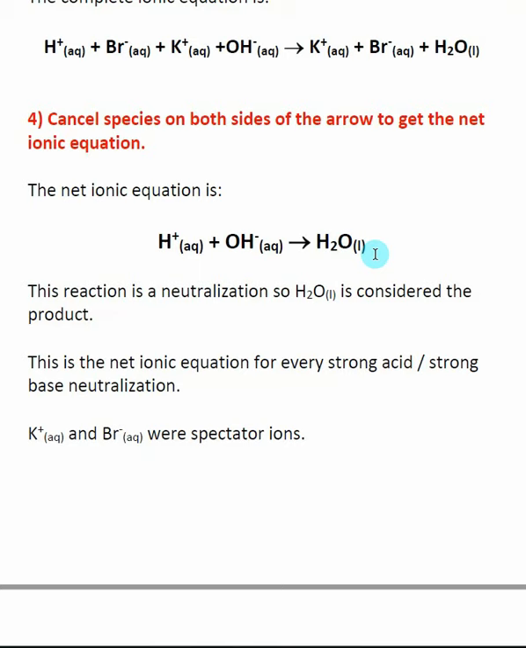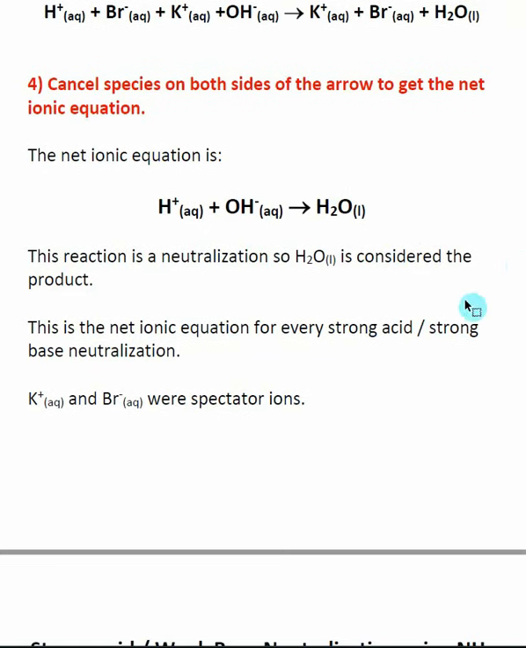So any time that you have a strong acid and a strong base, and I'm interacting them, and I ask what's the net ionic equation, this should be the net ionic equation I get for any neutralization reaction between a strong acid and a strong base. And then lastly, a really common question to ask is what the spectator ions are. Remember, those are the things that we canceled out from our complete ionic equation to get to our net ionic equation, and in this case it was K+ and Br-.